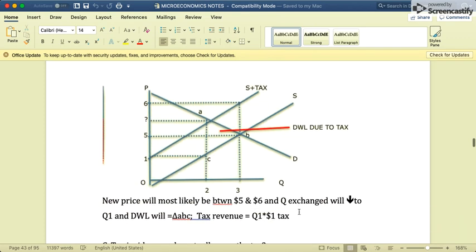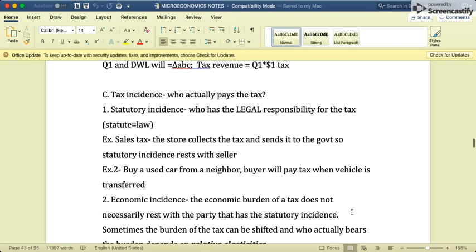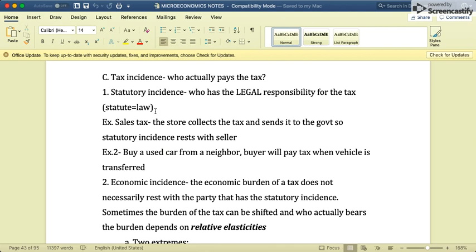So there we go. So are we going to assume that this cost is going to be paid by the buyer? Or are we going to assume that the cost of the tax is going to be paid by the seller? Well, now we're going to have to go back to elasticity. Who actually pays the tax? Well, there is statutory incidence. That's who has the legal responsibility for the tax. So, for example, with gas, the statutory incidence lies with the store. The store collects the tax and sends it to the government.